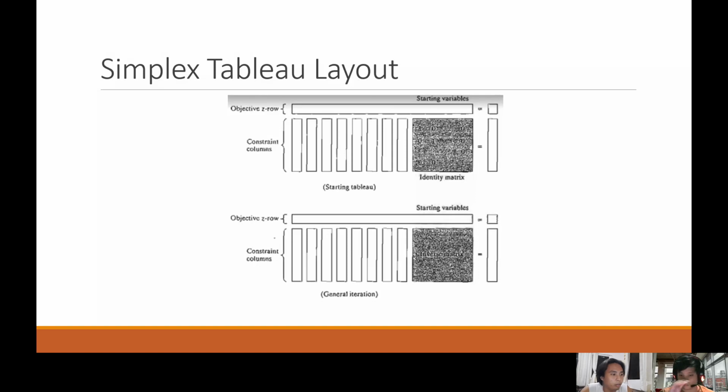So we have here the layout for the simplex tableau. It gives a schematic representation of the starting and general simplex tableau. In the starting tableau, the constraint coefficients under the starting variables form an identity matrix. With this arrangement, subsequent iterations of the simplex tableau generated by Gauss-Jordan row operations will modify the elements of the identity matrix to produce what is known as the inverse matrix, which is the key to computing all the elements of the associated simplex tableau.